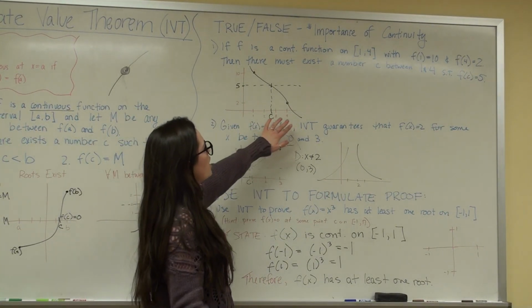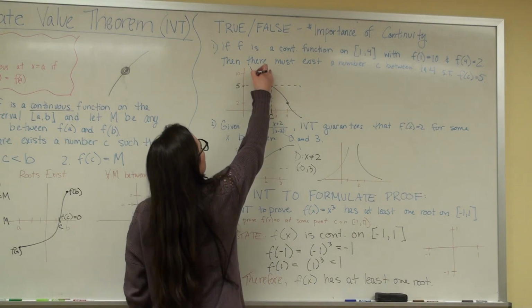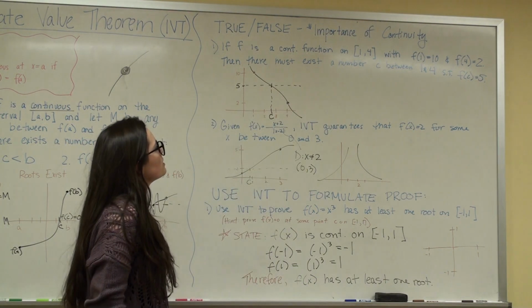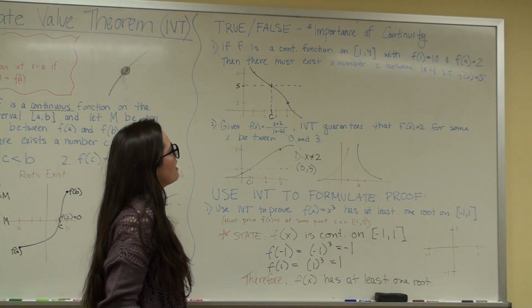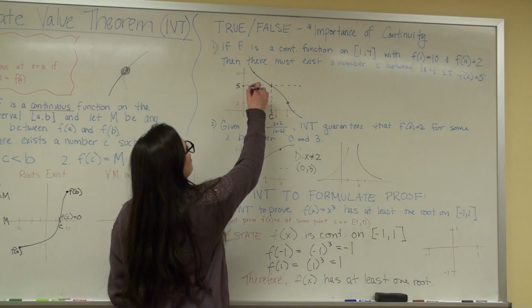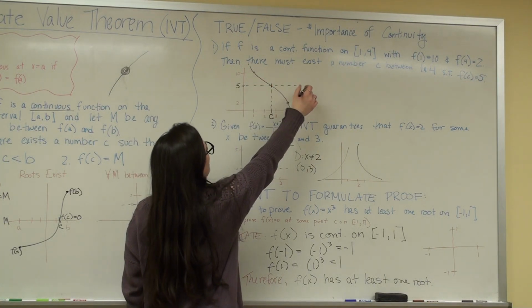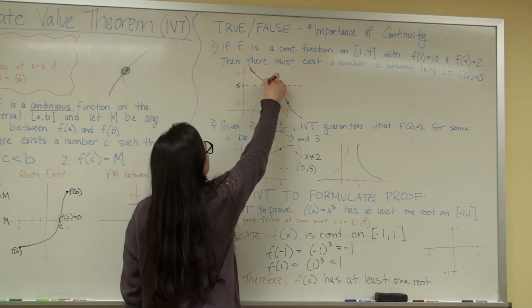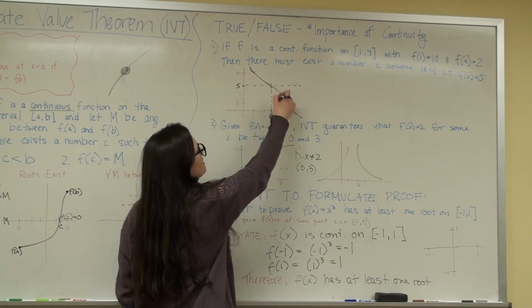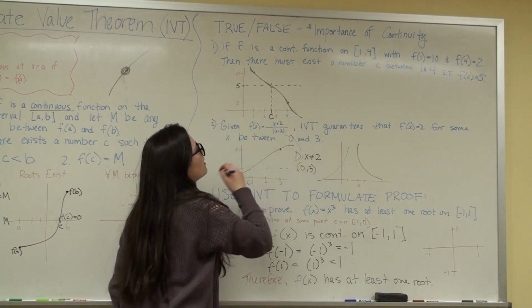1 to 4 with f of 1 at 10 and f of 4 at 2, then there must exist a number c between 1 and 4 such that f of c equals 5. So our m in this case is 5. So we drew a line here, and we know that our function is continuous, and we would say, yes, our function definitely hits 5 at some point C.